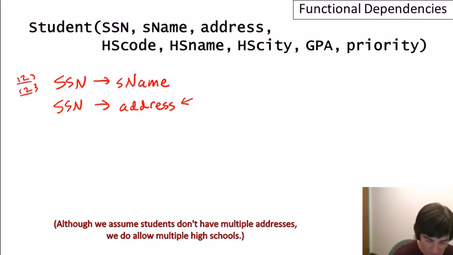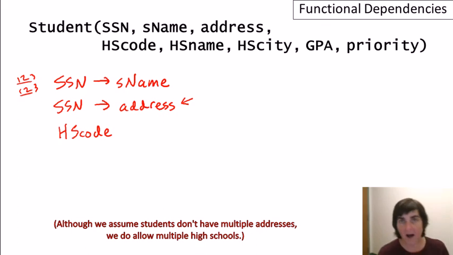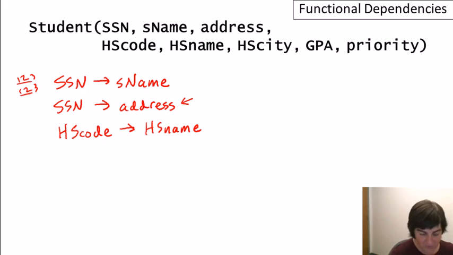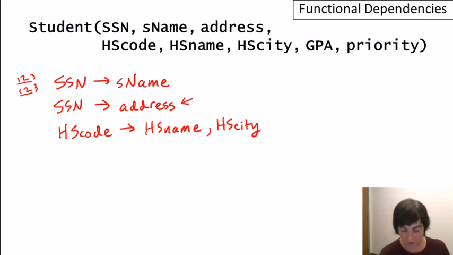Let's go to the high school and see what might be going on there. So I mentioned that the high school code, what I'm trying to capture there is a unique code for each high school that might be filled in college applications. Then we would expect the high school code to determine the high school name. Every time we have the particular high school code, maybe for different students, it would have the same name, and also it would have the same city. So that's an example of a functional dependency with 2 attributes on the right-hand side.